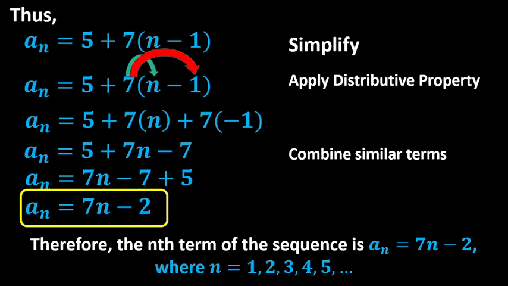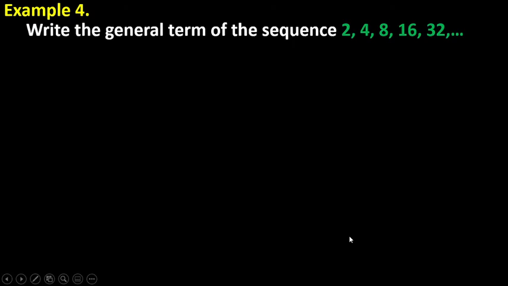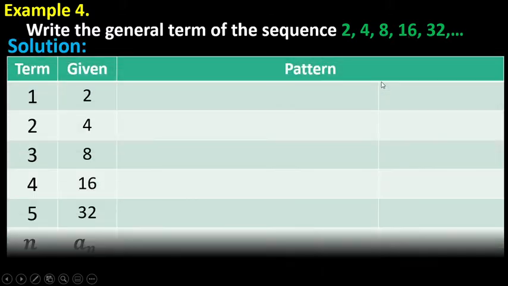Therefore, the nth term of the sequence is a sub n is equal to 7n minus 2, where n are the number of terms. 1, 2, 3, 4, 5, 6, 7, and so on. Next example. Example number 4. Write the general term of the sequence 2, 4, 8, 16, and 32. So, ilan ulit ang terms na given natin? 1, 2, 3, 4, 5. 5 ulit na terms, in which the first term is 2, second term is 4, third term is 8, fourth term is 16, and fifth term is 32. Lagay ulit natin siya sa table.